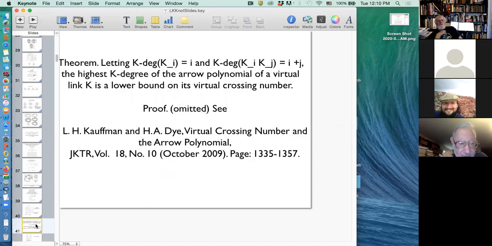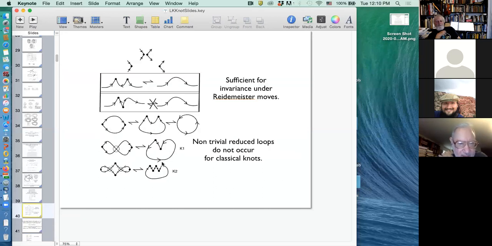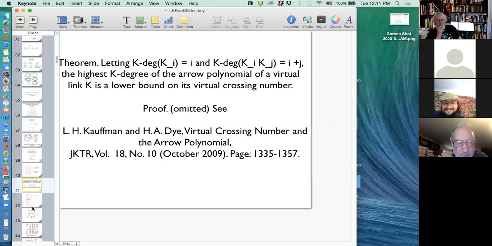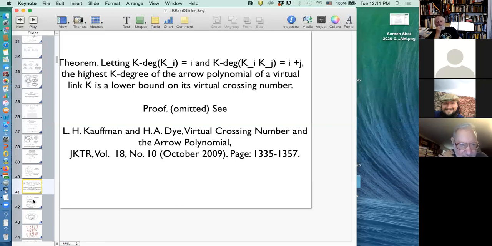There's a theorem about this invariant that we prove in our paper, which I won't prove here, but it's a good theorem and I'll mention it. I'll define the K degree of the resulting polynomial by saying that a Kn, remember what a Kn is, has n zigzags. A Kn has degree n, a Ki has degree i. And if you have a product of them, then the degrees add. So the highest K degree of the arrow polynomial is a lower bound on its virtual crossing number, the least number of virtual crossings that it can handle in any diagram. You can find that either from the archive or in this JKTR paper. I might come back at some point and show you the proof of that, but not in this talk.